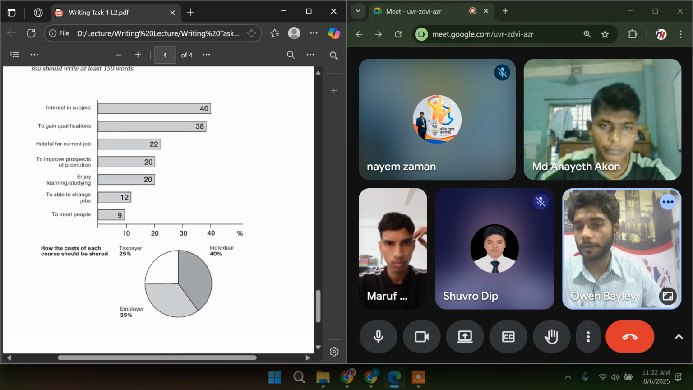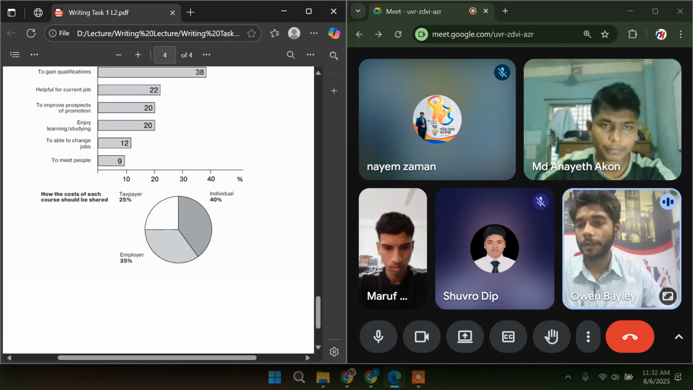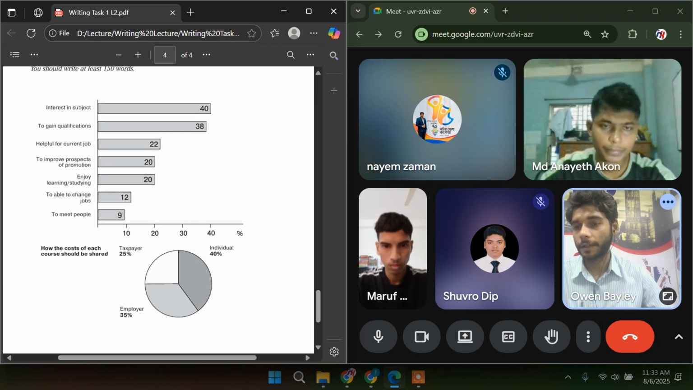So here's your diagram. Interest in subject is 40, then gain qualification is 38. All the data is given here, then taxpayer, individual, employer. There's a pie chart here showing how the cost of each course should be shared.